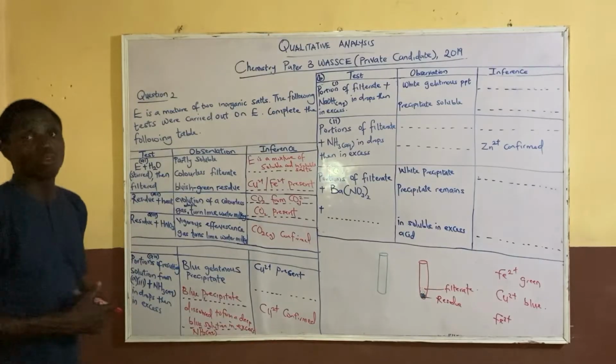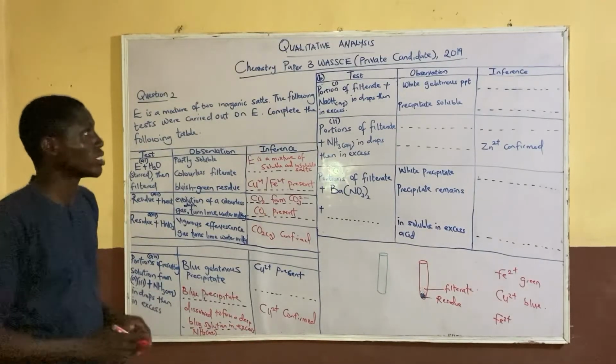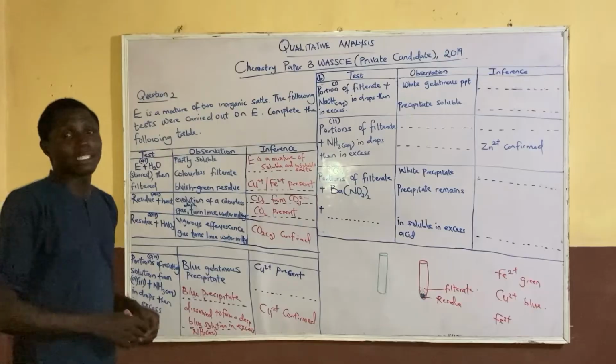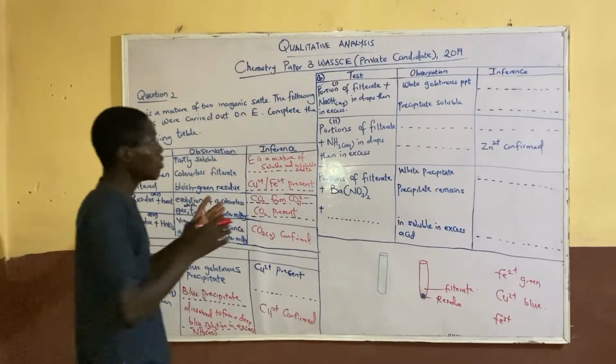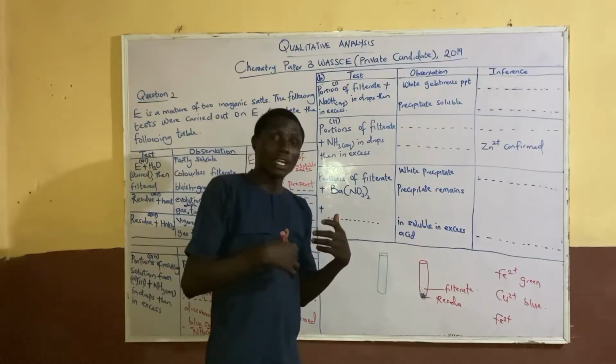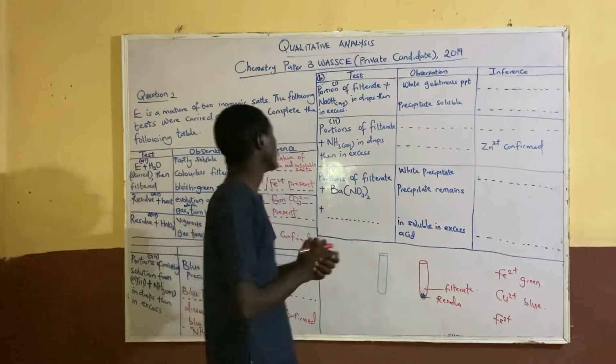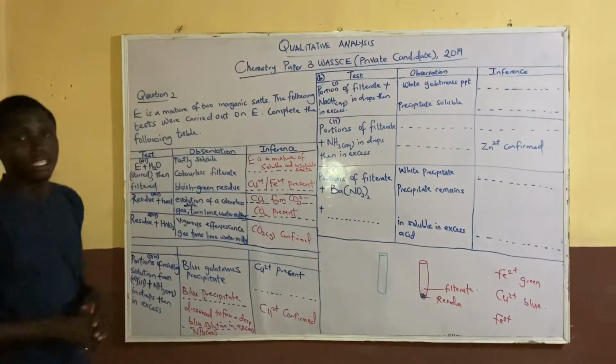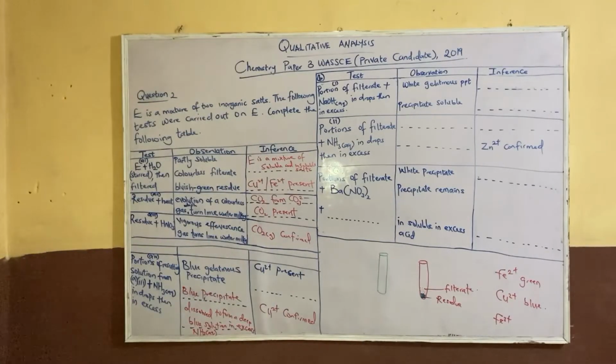Now, I haven't done the A part of question number 2. Now let's move to the B part, and this is where the filtrate of sample E is being analyzed.